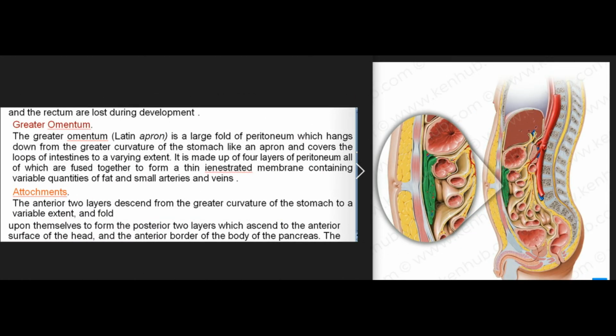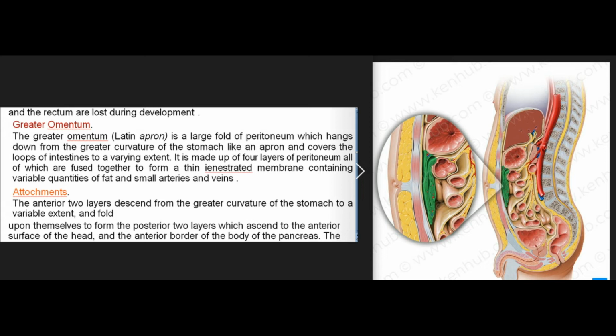Greater omentum. The greater omentum, Latin apron, is a large fold of peritoneum which hangs down from the greater curvature of the stomach like an apron and covers the loops of intestines to a varying extent. It is made up of 4 layers of peritoneum, all of which are fused together to form a thin fenestrated membrane containing variable quantities of fat and small arteries and veins.